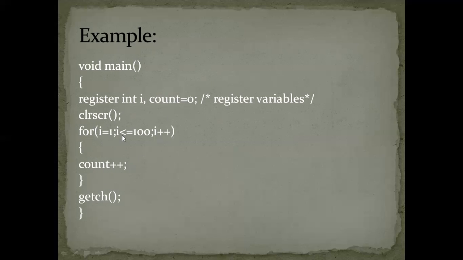i is equal to 1, is 1 less than or equal to 100? Yes, the condition is true. Again it is incremented by 1 and it is going to print. Similarly, till where is it going to print? When 100 is less than or equal to 100, the condition is true, and it is going to print values from 0 to 100. Understood? So this is a simple example of how we can declare a register variable.